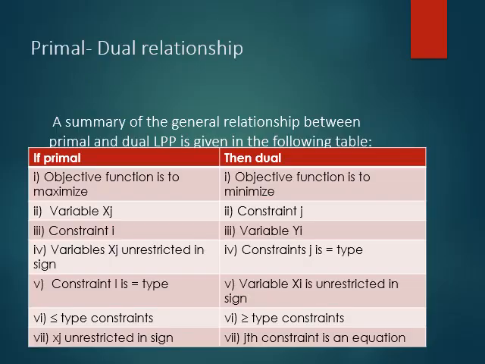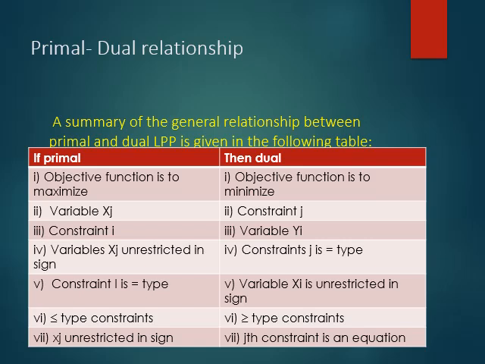A summary of the general relationship between primal and dual LPP is given in the following table. If primal objective function is to maximize, then dual objective function is to minimize.